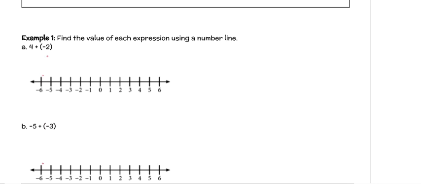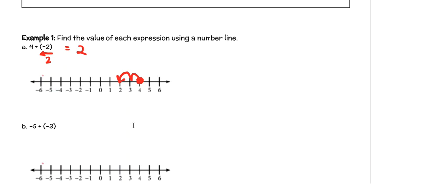So you're doing 4 plus negative 2. You're going to start off with 4. And you're adding negative 2 to that, which means you're going in the negative direction twice, to the left. So 1, 2. And your answer is 2. I started off with the number that they gave you first, and then I added whatever that second number is.